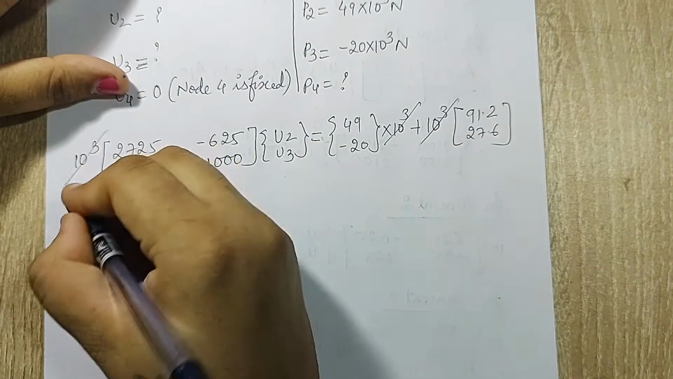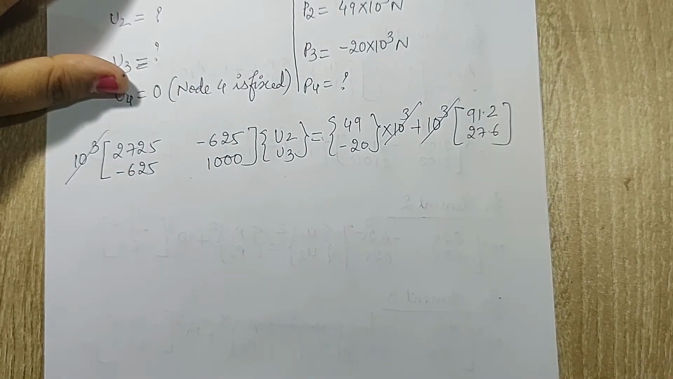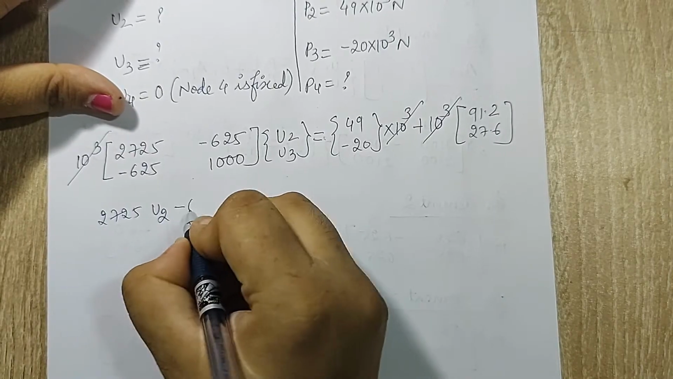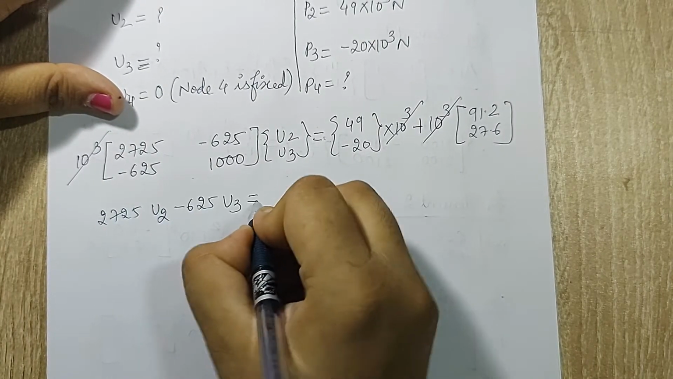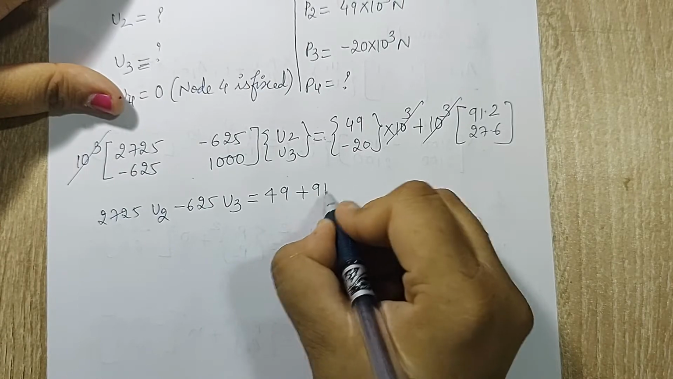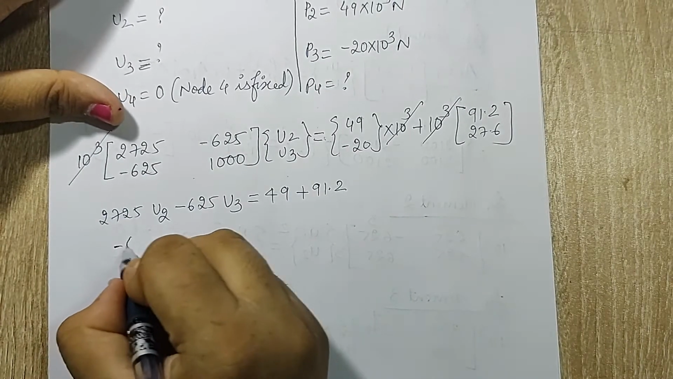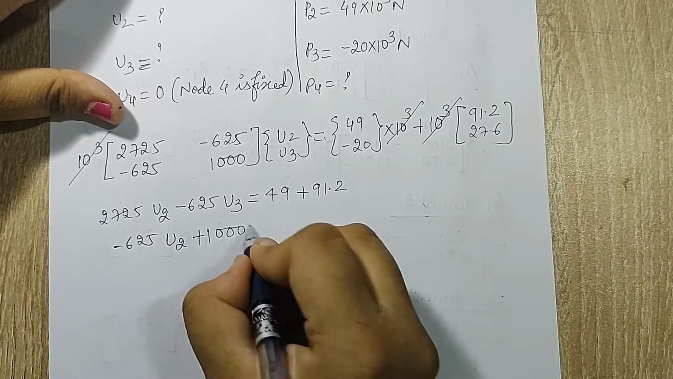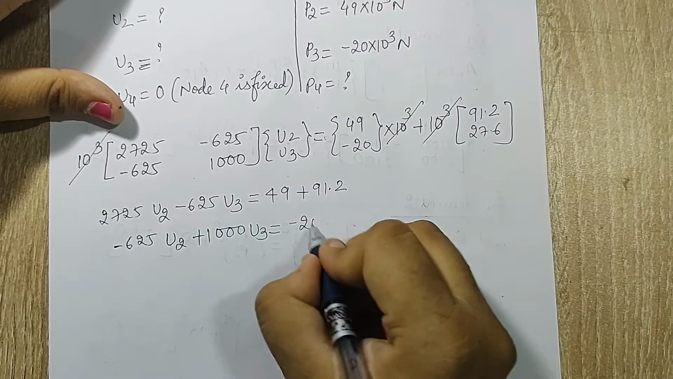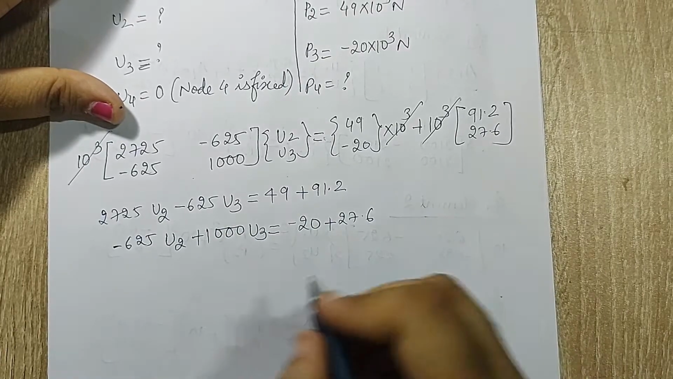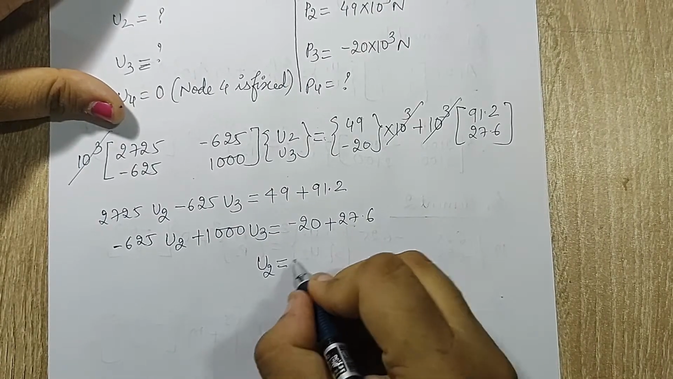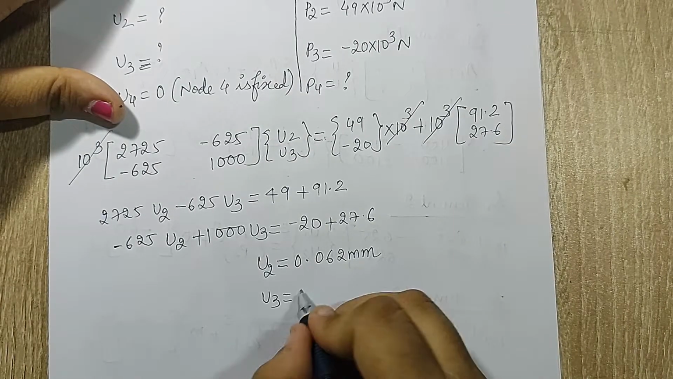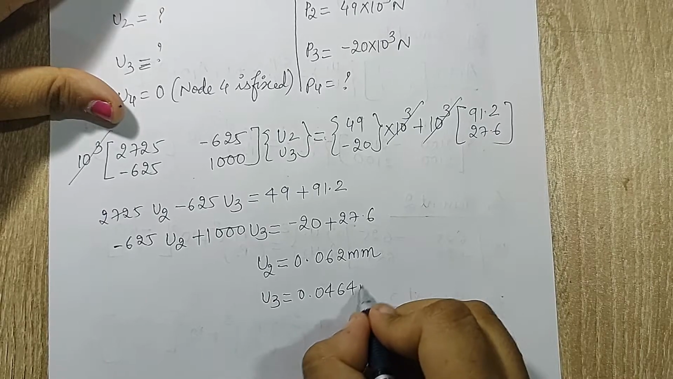Okay, first I'll cancel out 10 raised to 3 because it is common to all the three terms. So this will be 2725 U2 minus 625 U3 is equal to 49 plus 91.2, minus 625 U2 plus 1000 U3 is equal to minus 20 plus 27.6. When I solve this, I get the value of U2 as 0.062 mm and U3 as 0.0464 mm.